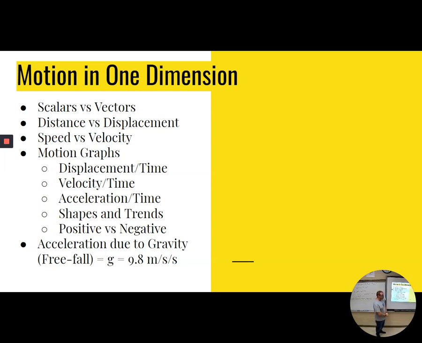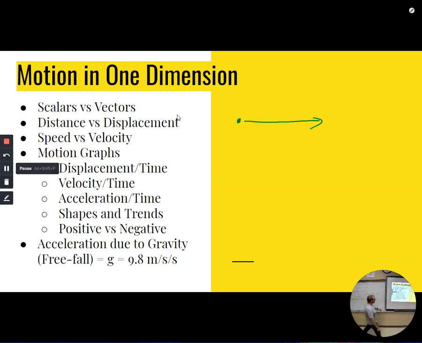What is displacement? Displacement is like distance, but it's distance in a direction. Let's do an example on that. If I start at a certain point and I walk 4 meters east, and then I turn and I walk 3 meters north.